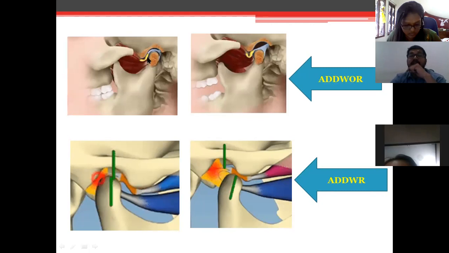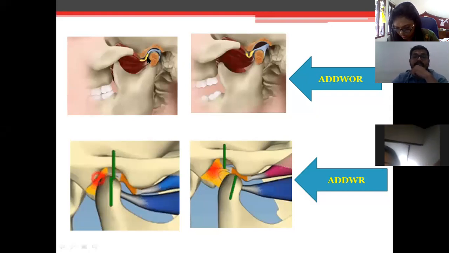Another important thing, your articular disc will not be related with the condyle. So the condyle can easily move and come back. So there won't be any restriction in the mouth opening for chronic disc displacement without reduction cases, not with reduction cases. This is our aim, to differentiate whether it is with reduction or without reduction for diagnosis.